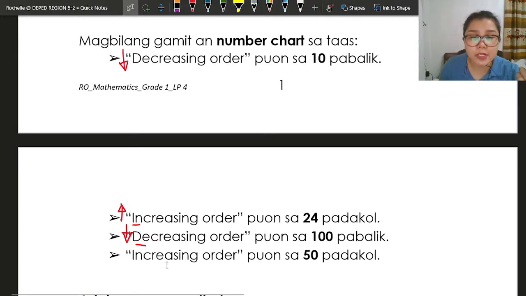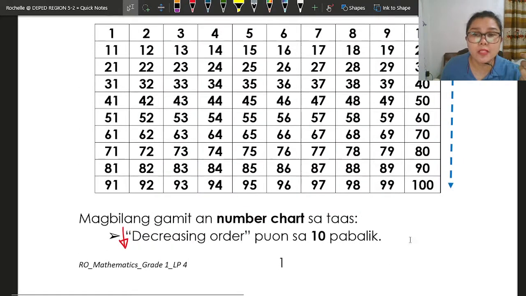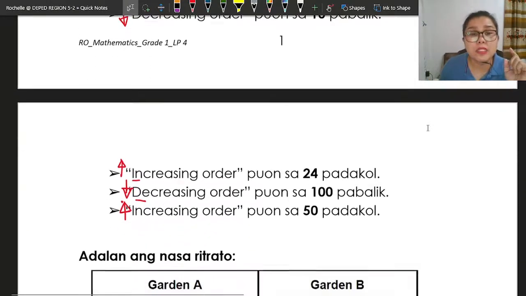Another instruction, increasing order starting from 50 going up. So, increasing means going up. Let's count from 50, 10 steps in increasing order. So from 50, where is the next? Next row. So from 50, 51, 52, 53, 54, 55, 56, 57, 58, 59, 60. So that is increasing order. Now, the terms increasing and decreasing are clear to you.